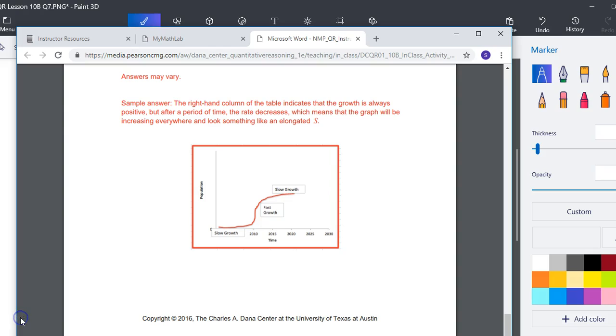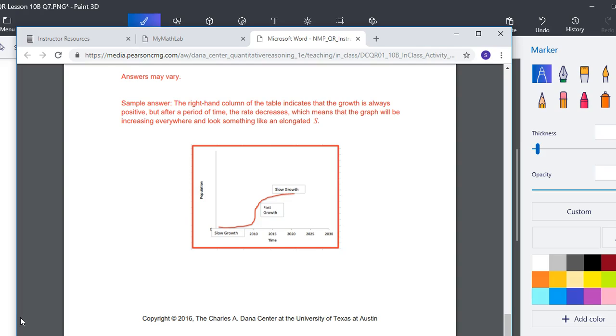Here's the sample graph provided in our curriculum. Up here where it says sample answer, the right-hand column of the table indicates that the growth is always positive, but after a period of time, the rate decreases, which means the graph will be increasing everywhere and will look something like an elongated S.